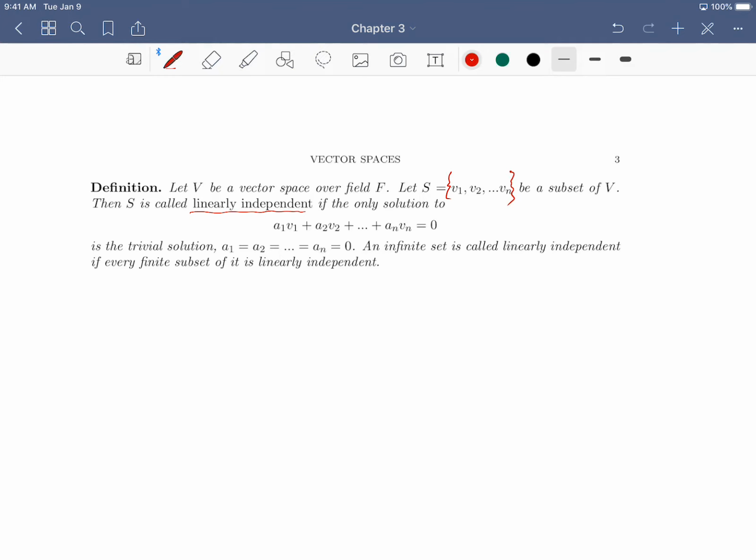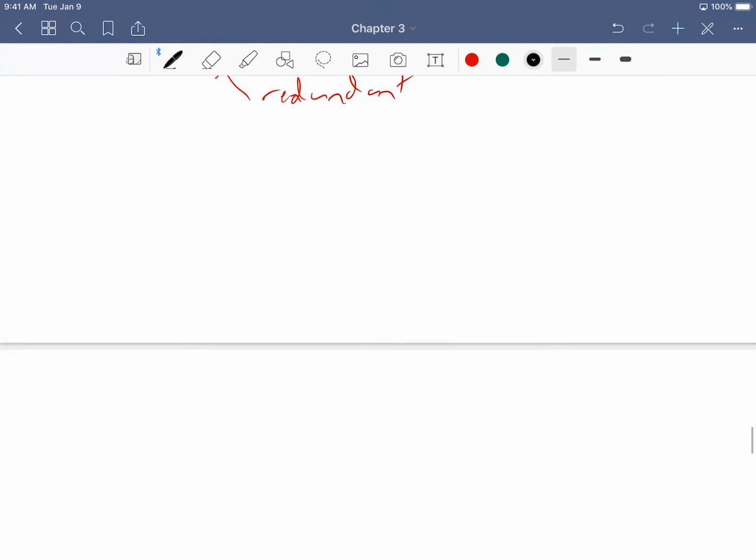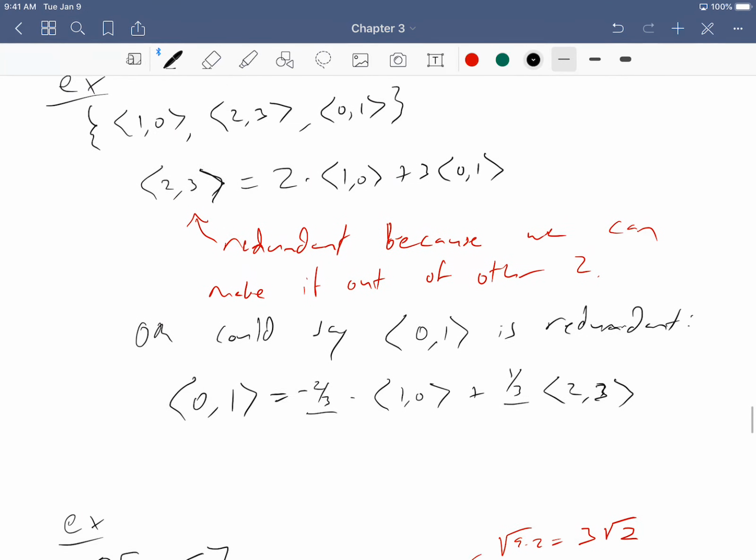So a set of vectors is called linearly independent if the only way to solve this equation, this linear combination equal to 0, is by making all of the scalars 0. So that's called the trivial solution. Okay, so linearly independent means the only way to make 0 is with all 0 coefficients. All right, why is this related to what was going on up here?